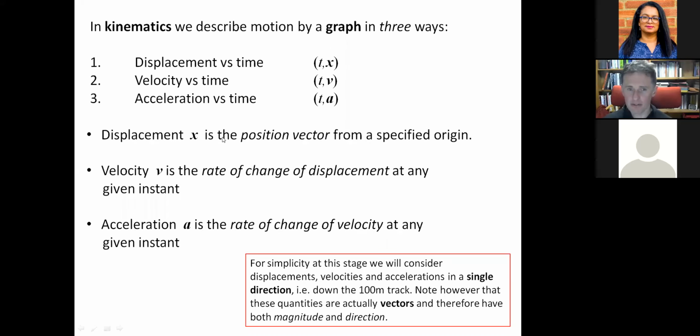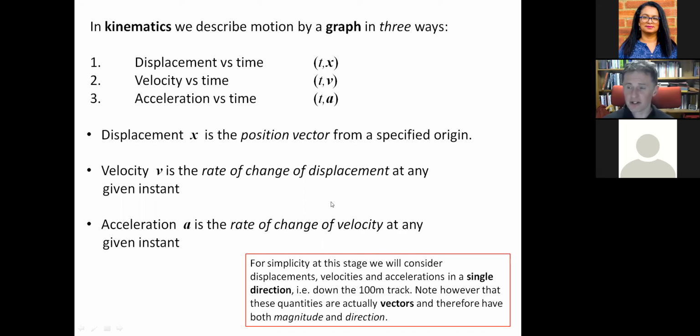So if we plotted a graph of displacement versus time, our velocity is going to be the gradient of that graph. And acceleration is the rate of change of velocity. Again, that's a vector quantity, but in our case, it's going to be the gradient of a velocity-time graph. So there we are. Although these things are vectors, for simplicity, we're going to look at just one dimension.